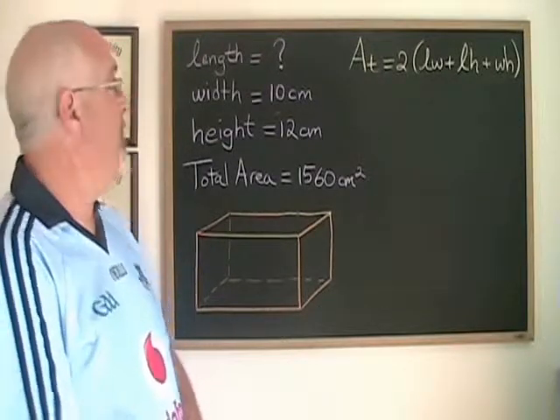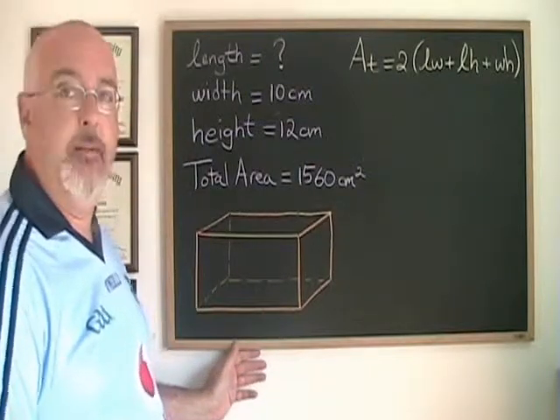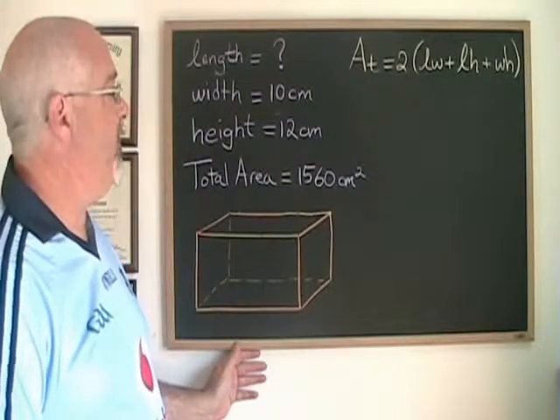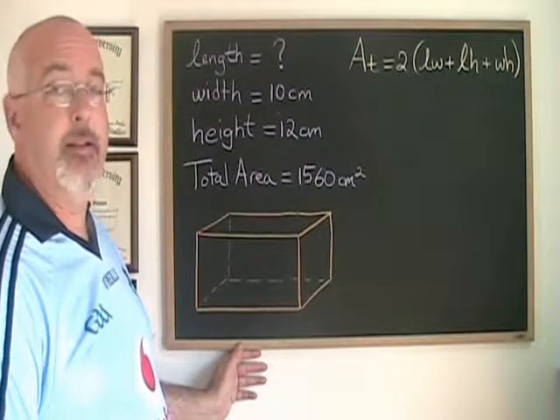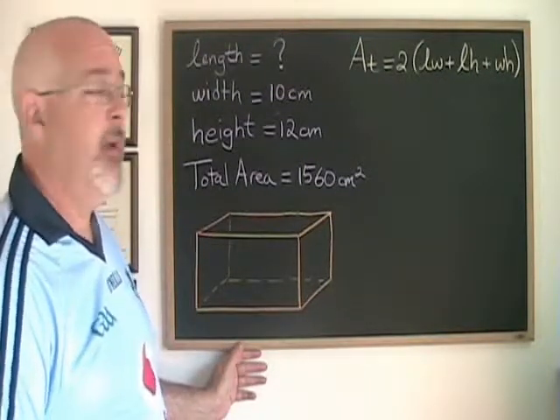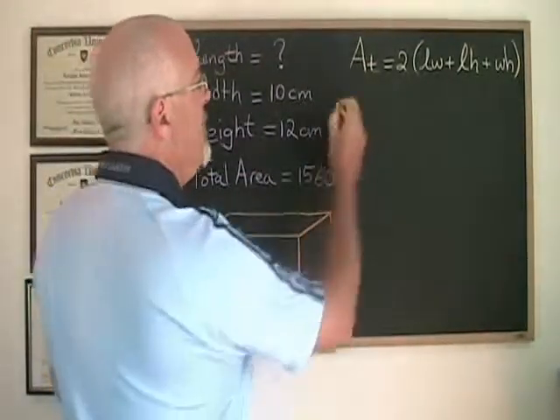Now, in this example, it is the length that is the unknown. We are given a width of 10 centimeters, a height of 12 centimeters, and a total area of 1,560 centimeters squared. We'll plug in our values. 1560 goes into the AT position.